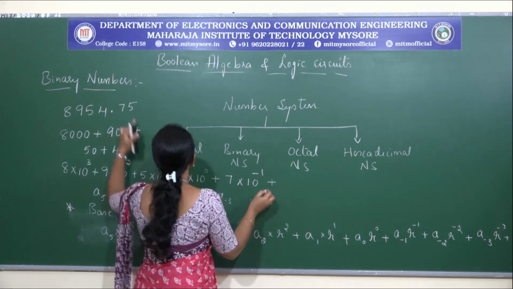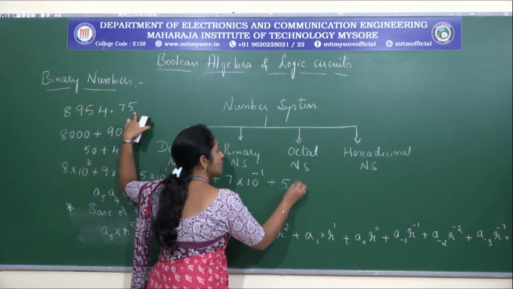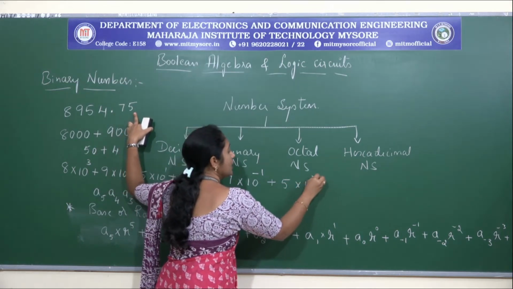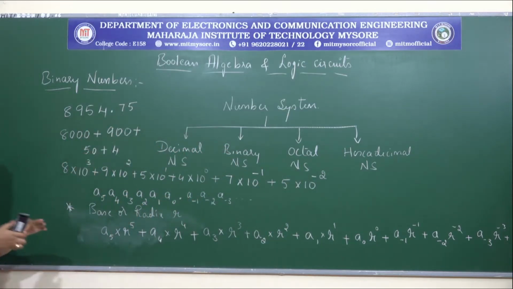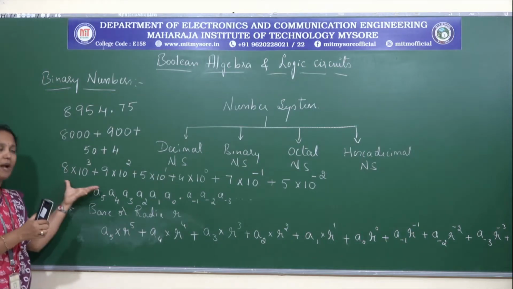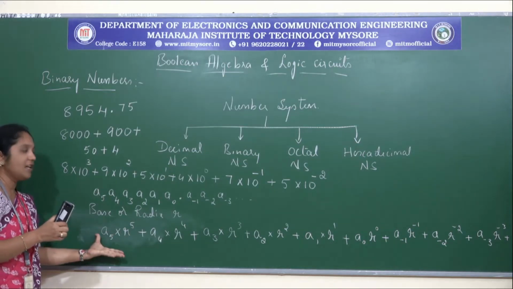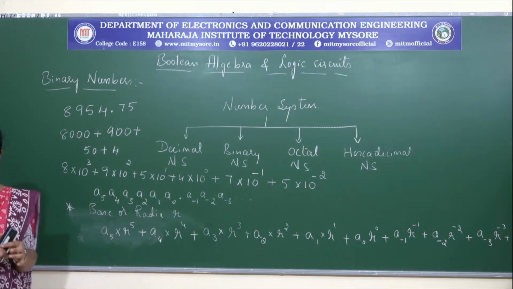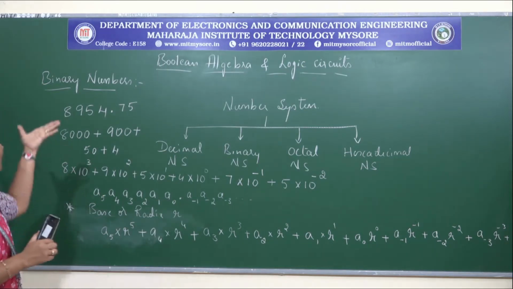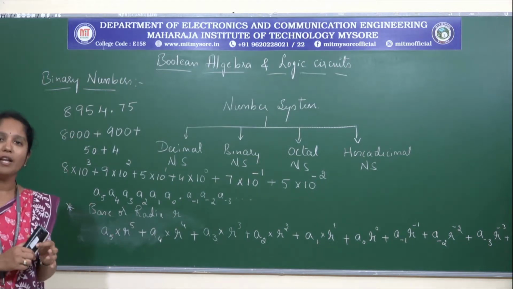Next will be a minus 2. A minus 2 is 5. Then it will be multiplied by 10 power minus 2. So this is how we write the expanded form using the general equation. Fine? Yes. Now we need to discuss binary numbers, because the topic we have taken is binary numbers.